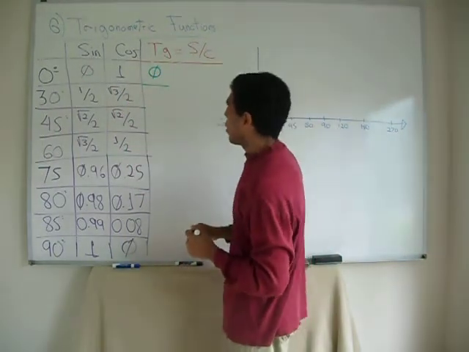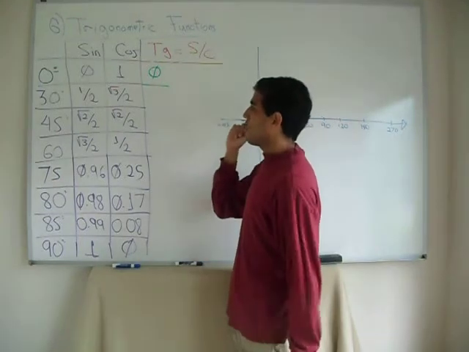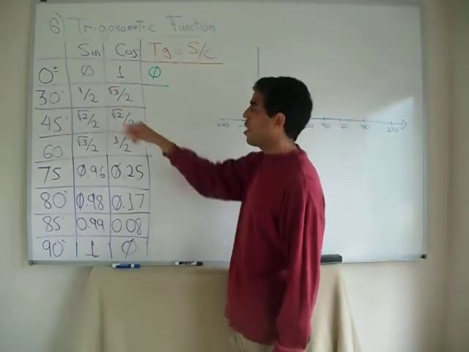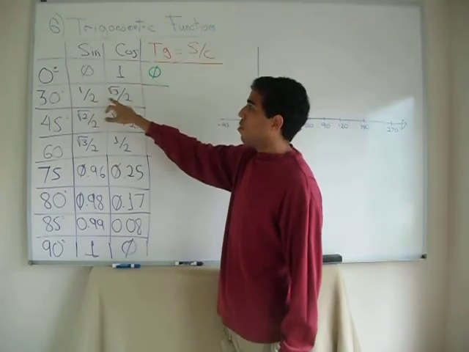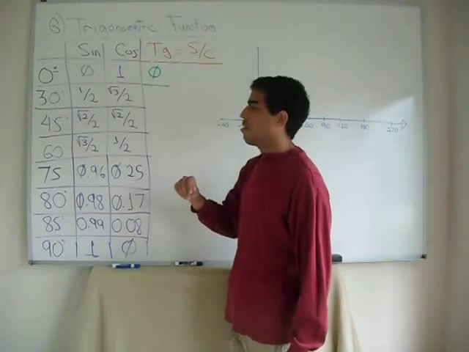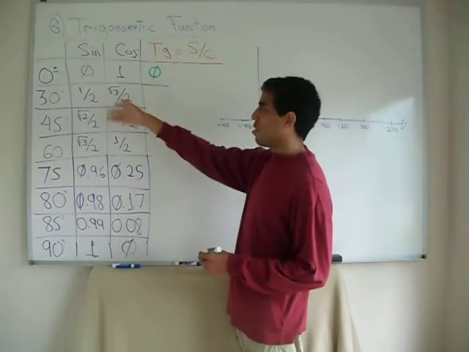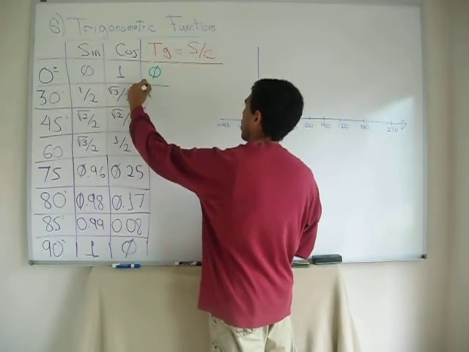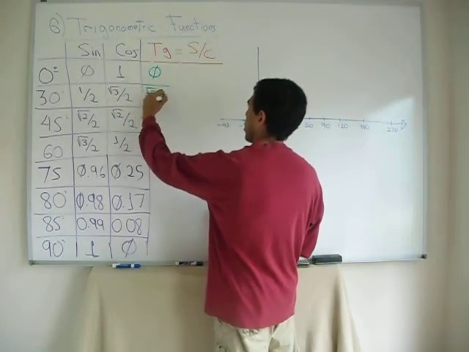Let's say we want to find tangent of 30. Okay, well that's going to be sin over cos, or 1/2 over square root of 3 halves. Okay, and the 2's go away, so that's square root of 3 over 3.